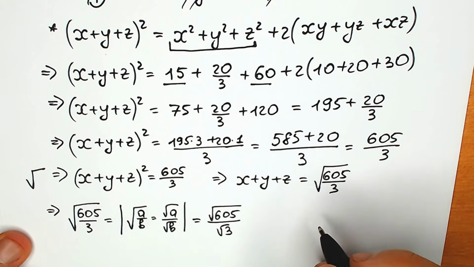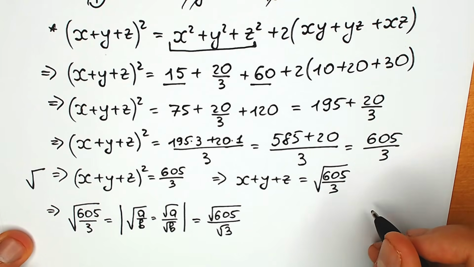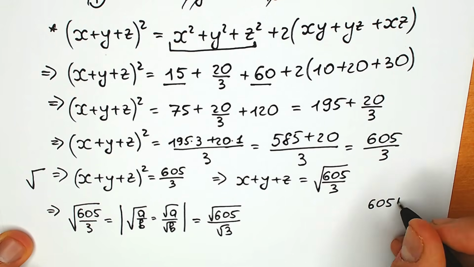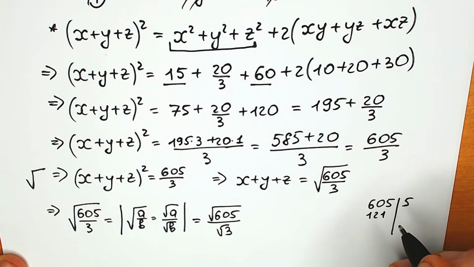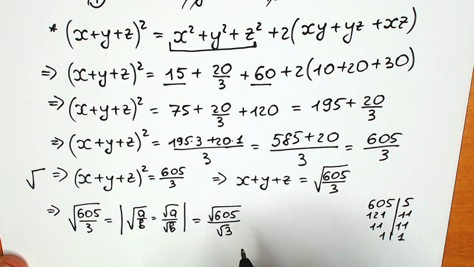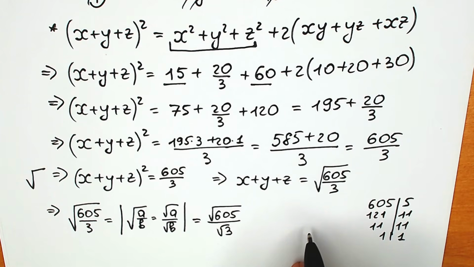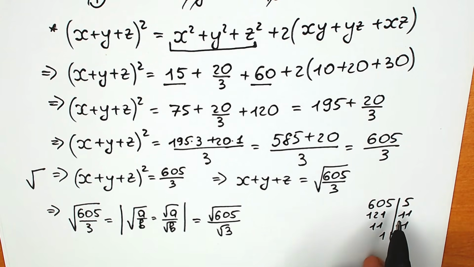But what about this 605? Let's try to express it in another way. 605, we can easily divide by 5. Let's see what will happen. As a result, we have 121. This 121 is our table case, this is 11 squared, so we can easily divide by 11. Right here we have 11, 11. So this 605, we can easily write as 5 times 11 squared.